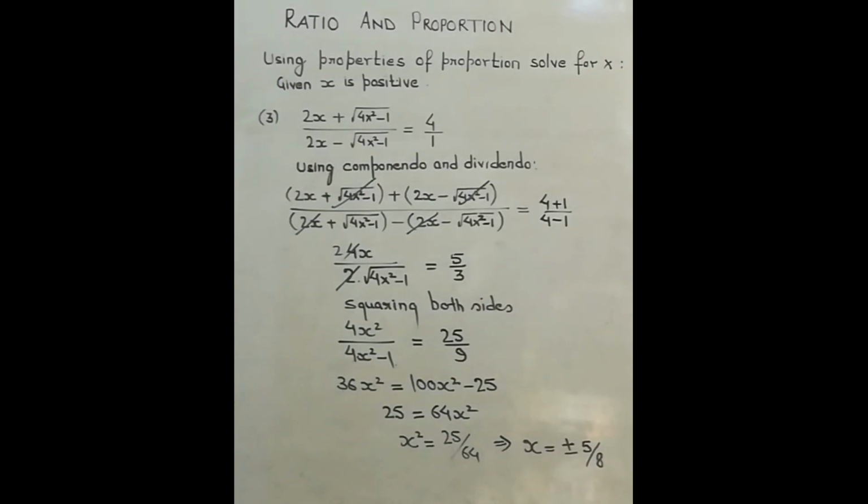But read the question. What does the question say? Question says given x is positive, so you can't take the negative value. So in your answer you will write x is equal to 5 by 8. Only the positive value you will take, no negative value. Hope this point is clear to you. So you can pause and note down this.